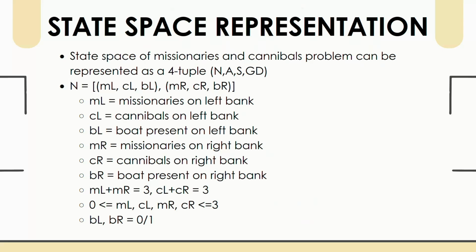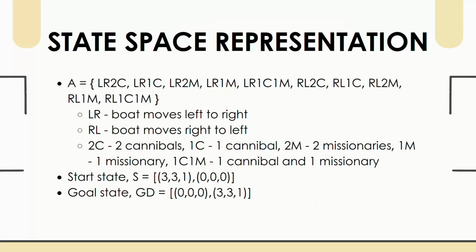ML plus MR is equal to 3 and CL plus CR is equal to 3, implying that the number of missionaries is the same and the number of cannibals is the same, which is 3. And all of these should not be lesser than 0 and should not be greater than 3, because we cannot have a negative number of missionaries or cannibals, or more than 3 missionaries and cannibals. And then BL and BR are binary representations for the boat state. And then the attribute A is essentially the action of the boat.